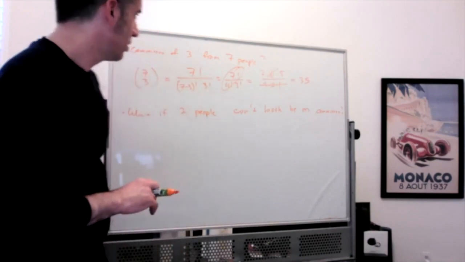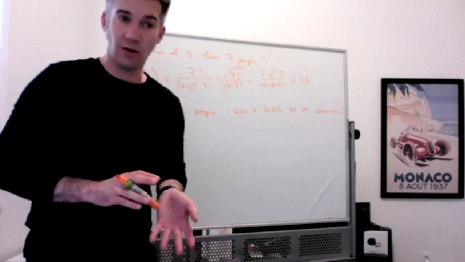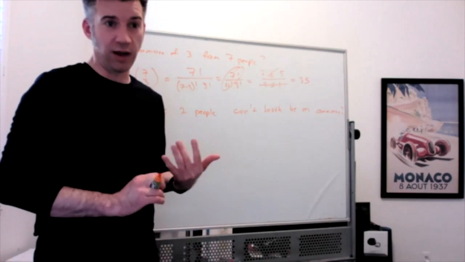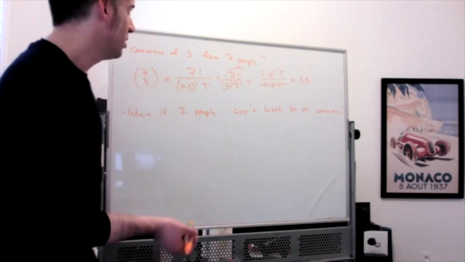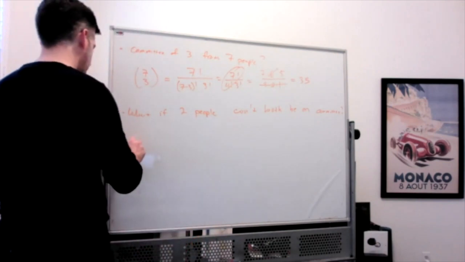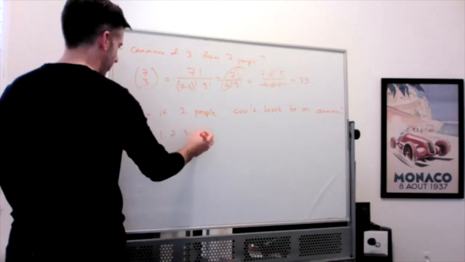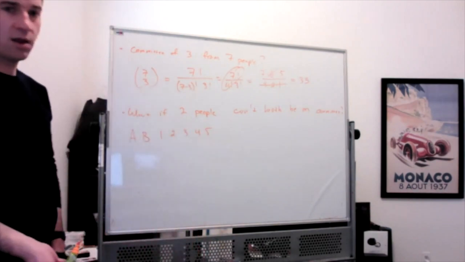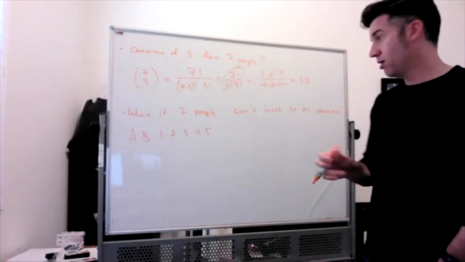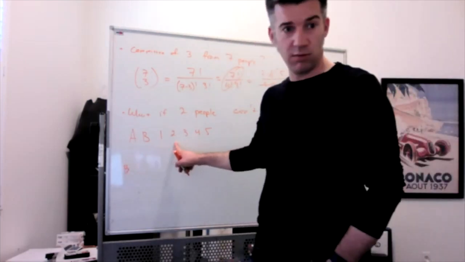Sure. So there's two ways, and this is actually true in general. There are often many correct ways of arriving at the same answer. I'm going to show you the long way to help you appreciate that there's a short way. So if I said two people can't be on the same committee, let's call them persons A and B. So I have persons A and B, and then I have the other 5 people, 1, 2, 3, 4, 5. So I can't have A and B together, but I can have B and any 2 of these people.